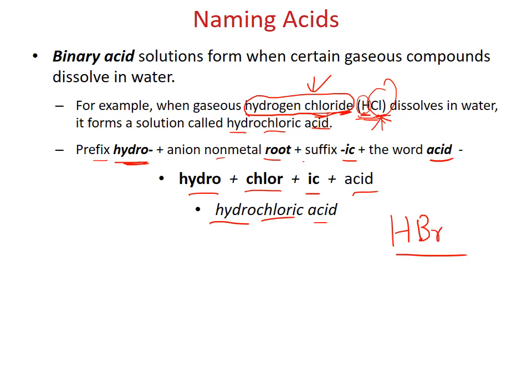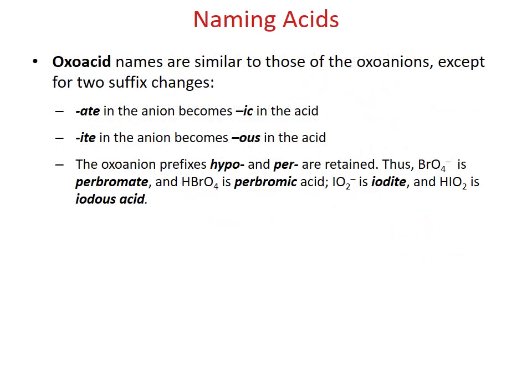All right, this is called hydrogen bromide, right? Hydrogen bromide, and when it dissolves in water, it becomes an acid called hydrobromic acid. Hydrobromic acid. In the last slide, we showed how to name binary acids.